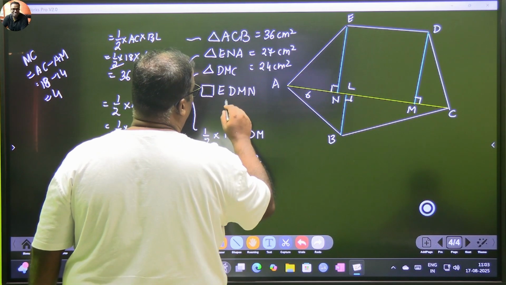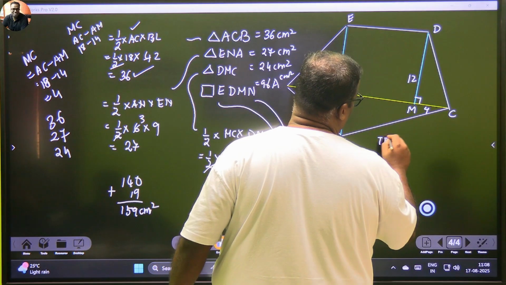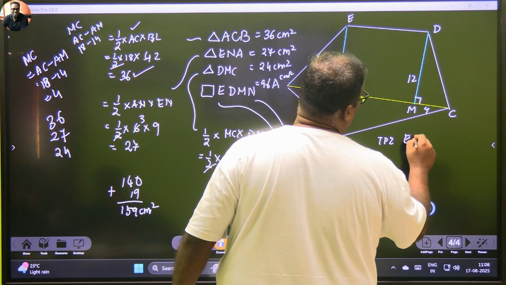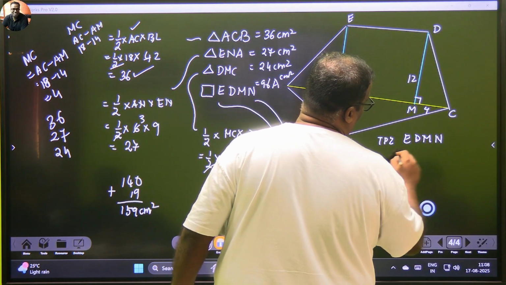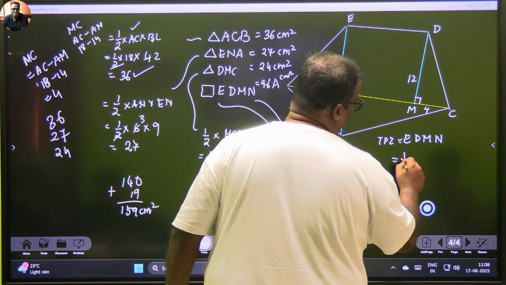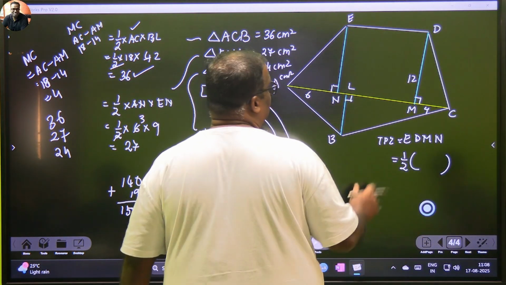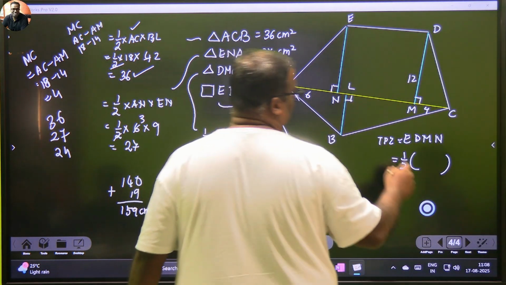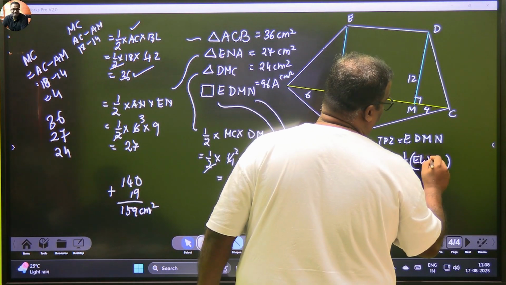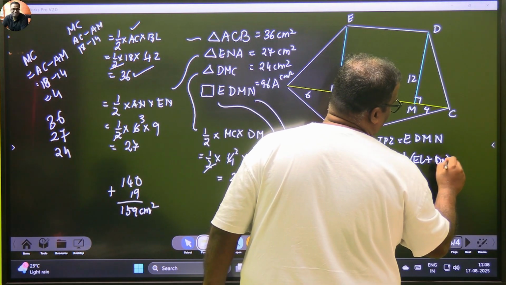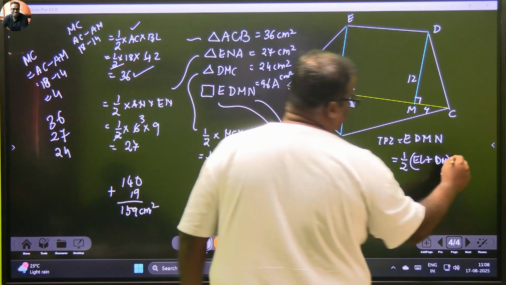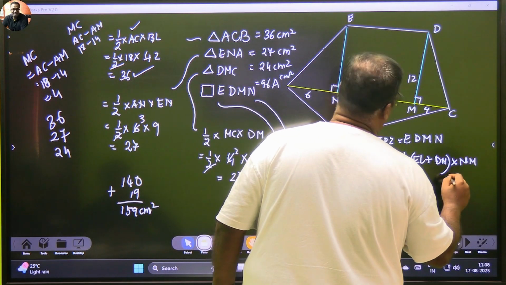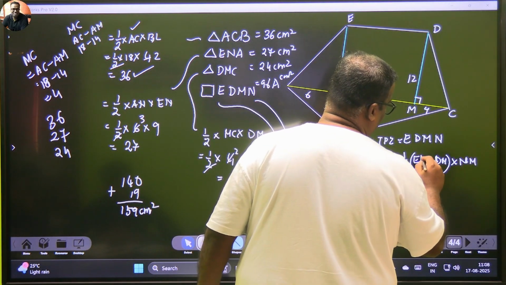And last, finally, we have trapezium EDMN. The area of trapezium should be equal to half into sum of the parallel sides. Now the parallel sides are these two, EN plus DM, into the perpendicular distance, that is NM.